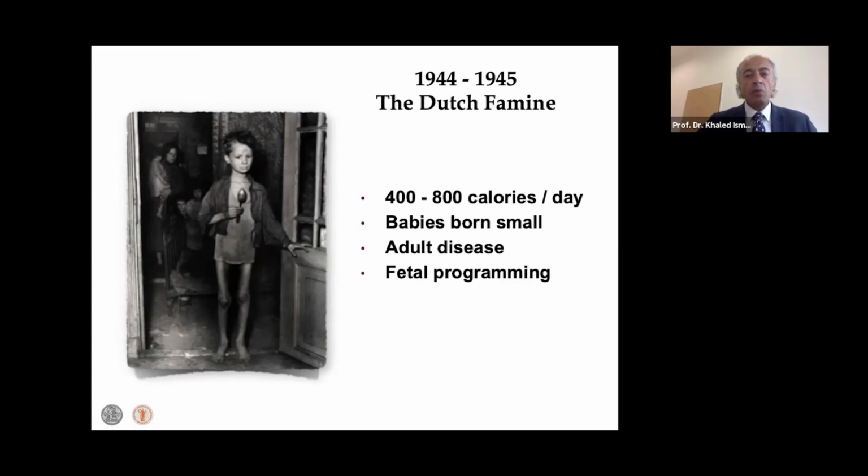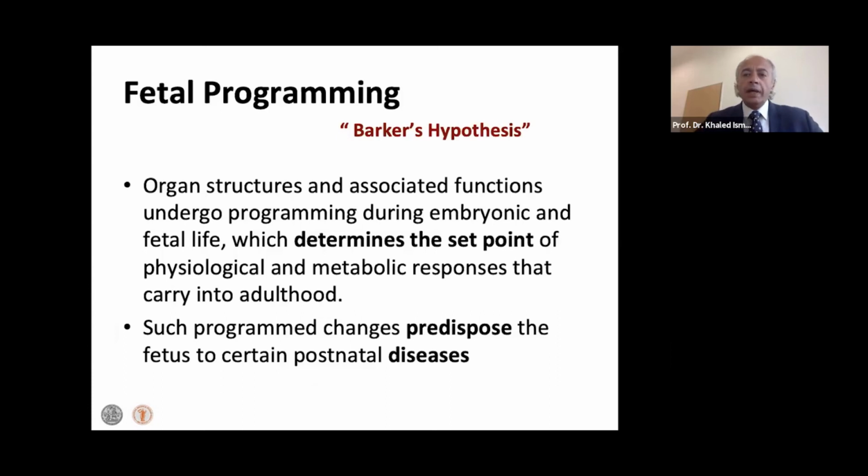is that this cohort of babies who were born small around the time of the Dutch famine started getting diseases at a higher rate than the normal population. These diseases were in the form of heart disease, hypertension, diabetes. Because of this observation, this has led to the concept of fetal programming. This observation was first made by Professor Barker, and hence it's called the Barker's hypothesis.